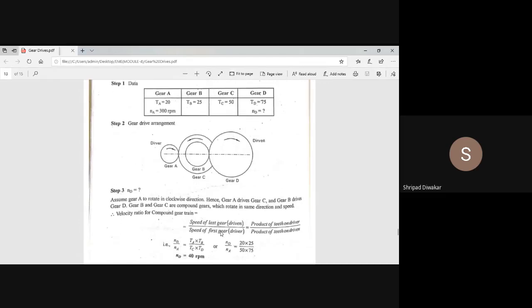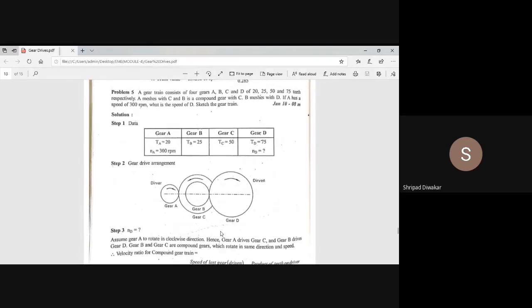Compound gear train. So till now what we did was the simple gear train. Now the next problem is related to the compound gear train. A gear train consisting of 4 gears, gear A, gear B, C, and gear D, of 20, 25, 50 and 75 teeth. Here gear A is 20, the inner gear is 25 teeth, the outer gear is 50 teeth, and the last one, the driven gear, is 75.